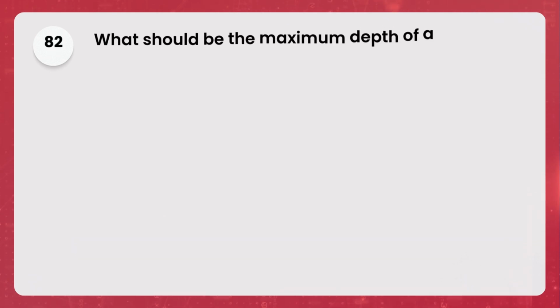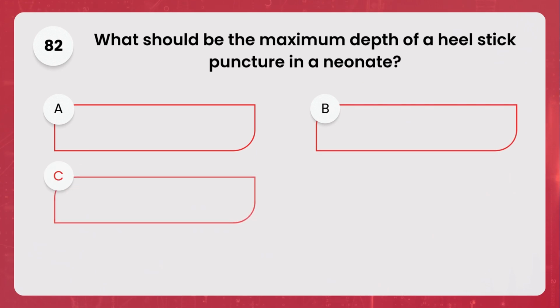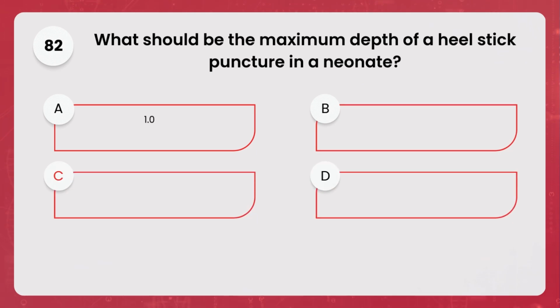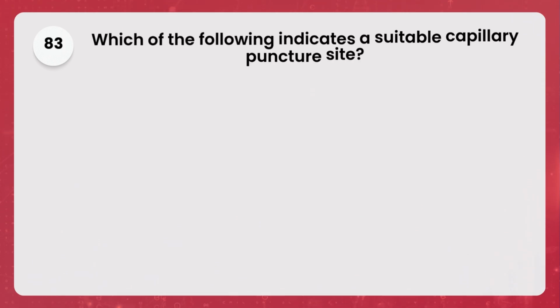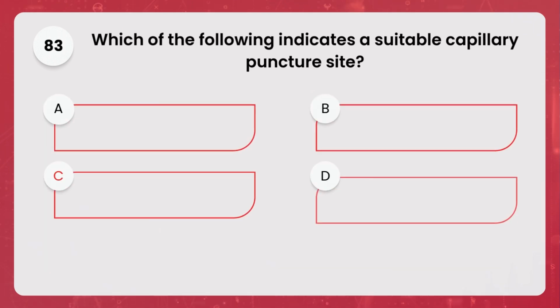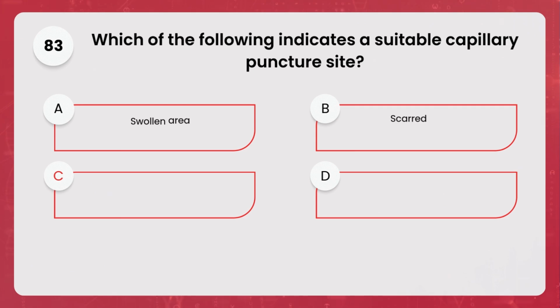Number 82. What should be the maximum depth of a heel stick puncture in a neonate? A. 1.0 millimeters. B. 2.0 millimeters. C. 3.0 millimeters. Or D. 4.0 millimeters. The answer is B. 2.0 millimeters.